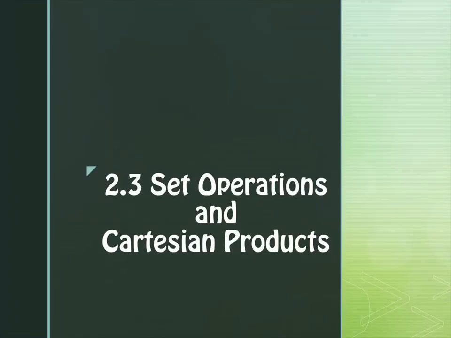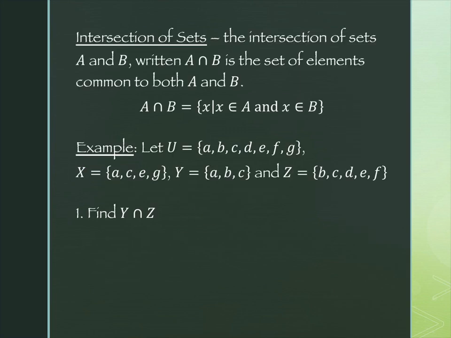2.3 is titled Set Operations and Cartesian Products. This section talks about how we combine sets and in what ways we can consider them. The first one we're going to look at is a set intersection.